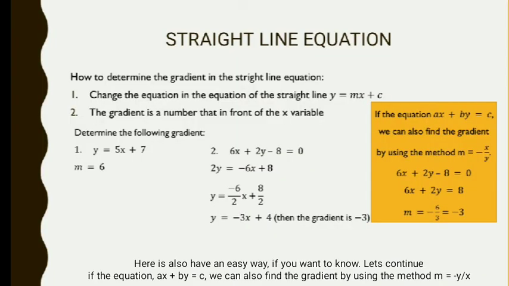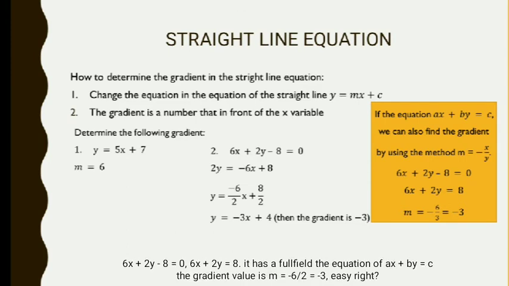Here is also an easy way, if you want to know. Let's continue. If the equation is ax plus by equals c, we can also find the gradient using the formula m equals minus a over b. 6x plus 2y minus 8 equals 0, so 6x plus 2y equals 8. It fulfills the equation ax plus by equals c. The gradient value is m equals minus 6 over 2 equals minus 3. Easy, right?